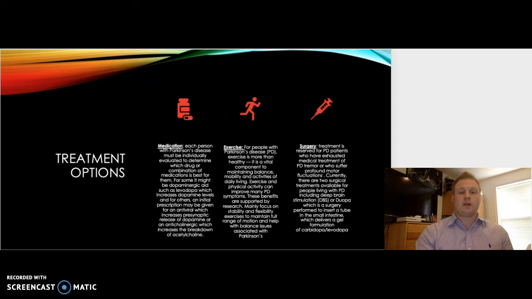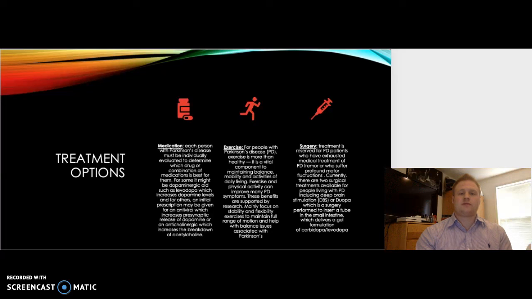So now moving on, we have the treatment options. There are three main categories. The first is medication, and for medication, you have to evaluate each individual, because not all combinations of medication are going to work best for one patient as they do for another. For some, it might be a dopaminergic aid like levodopa, which increases dopamine levels. For others, it might be antiviral, which increases presynaptic release of dopamine, or anticholinergic, which decreases the breakdown of acetylcholine. So it just varies from patient to patient what works for them.